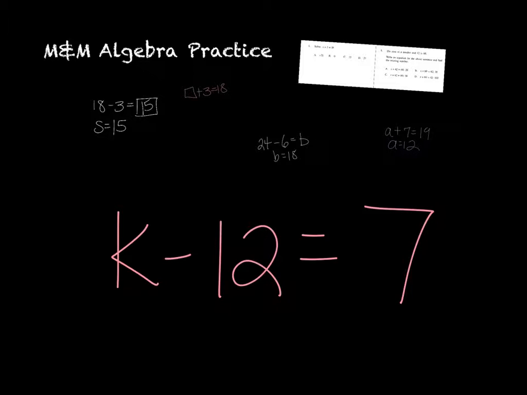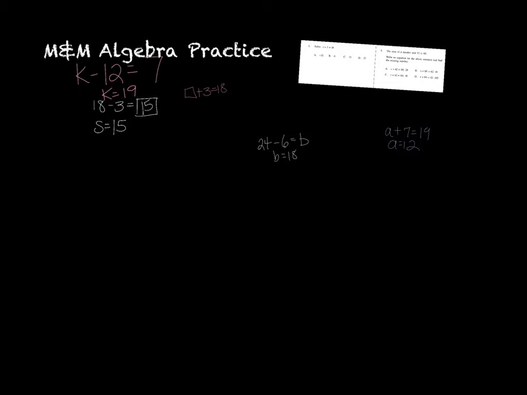Brooklyn, what do you have to do to solve for K? Add 12 to 7. Yes. So if you go this way, K minus 12 is 7. Inverse operation is addition. So 7 plus 12. So what is my K? 19. Too simple. Okay, now I'm going to go to a little harder.